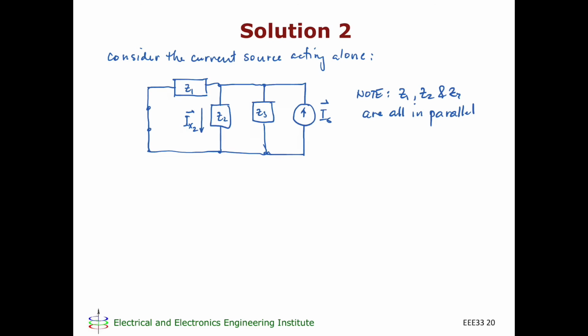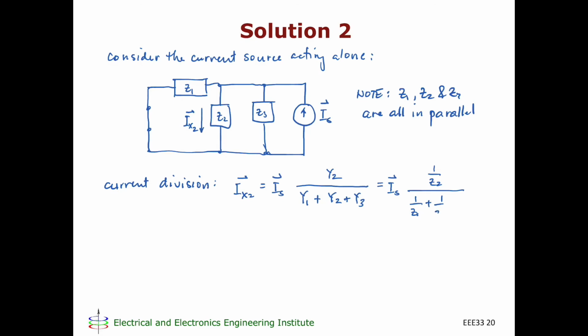I can determine this using current division. What is my current division formula? This is now current division for 3 or more elements. Okay, I_x2 is equal to I_s. The current will divide in proportion to the admittance of the circuit element. So my numerator is going to be the admittance of Z2, so that is Y2, and my denominator is the total admittance, Y1 plus Y2 plus Y3. So this is 1 over Z2 over 1 over Z1 plus 1 over Z2 plus 1 over Z3.